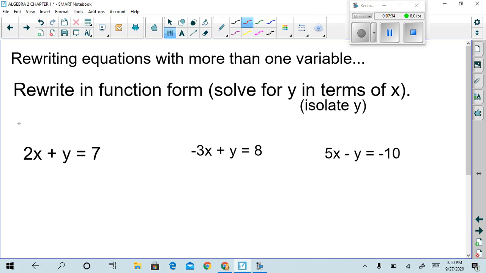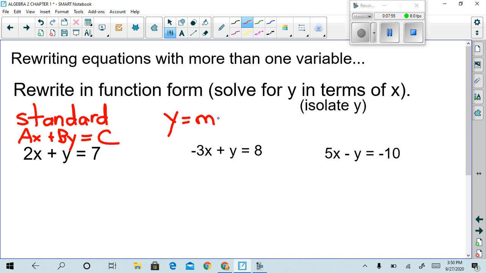This again is standard form, so I'm first starting off with standard form, which is ax, a number in front of an x, plus by equals c, a constant. Okay, so that's our form. We want to get that into isolating y, which we call the function form or slope-intercept form. We want to put our x term before the constant as well.